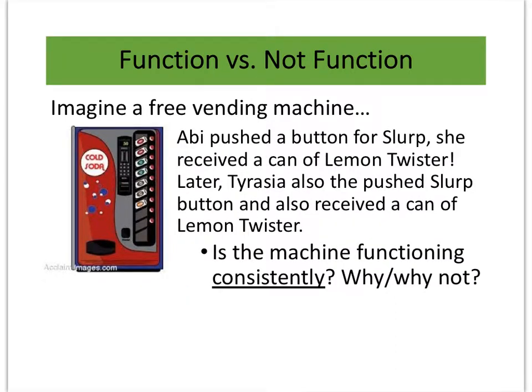So Abby pushed a button for slurp, and she received a can of lemon twist. So I'm going to document that. She pushed the button for slurp, and she gets lemon twist. Later, Tyrasia pushed slurp, and also received a can of lemon twist.